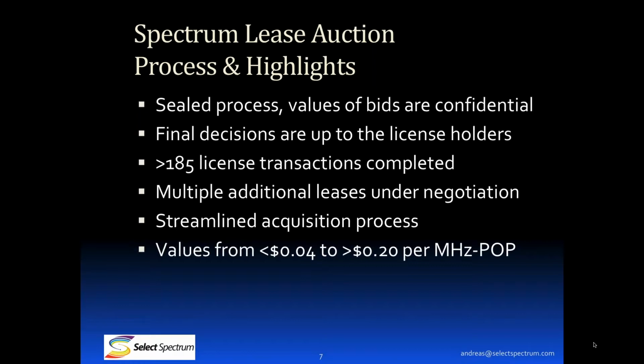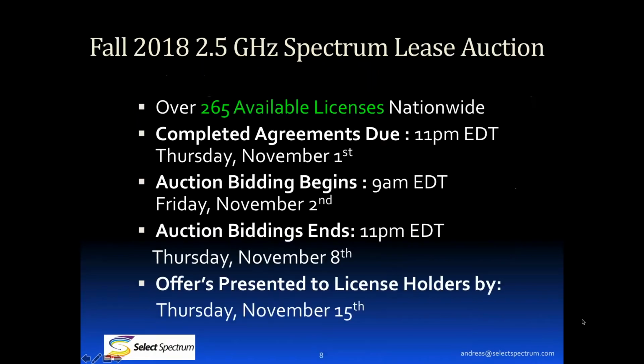To date, we have over 185 completed transactions as a result of this process, and many more deals are in the negotiation phase. In our prior auctions, the bids ranged from less than 4 cents per megahertz pop to greater than 20 cents per megahertz pop. In the upcoming auction, we have over 265 2.5 gigahertz licenses available that will be featured.